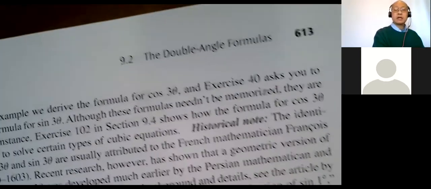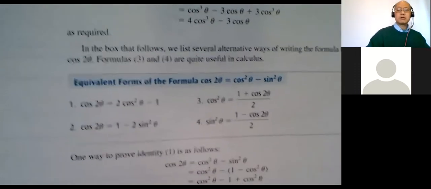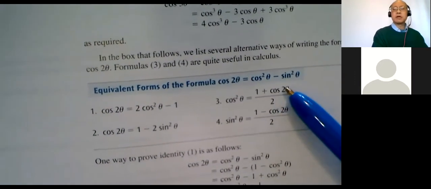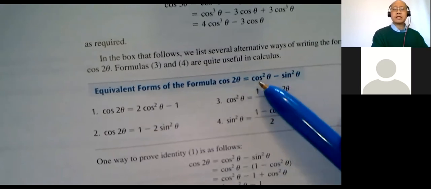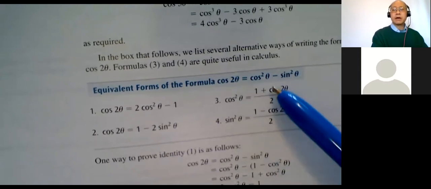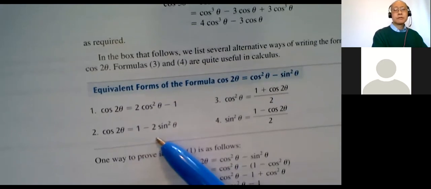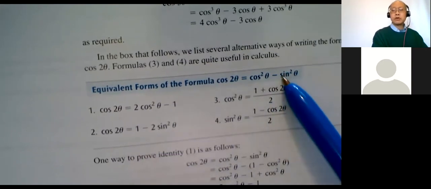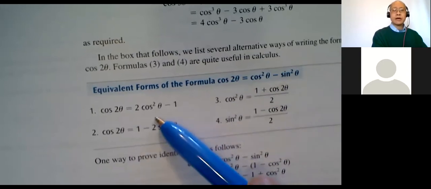On page 613, there are equivalent forms of cosine 2 theta equals cosine squared theta minus sine squared theta. Since cosine squared theta itself is equal to 1 minus sine squared theta, you could make that 1 minus sine squared theta minus another sine squared theta, and then you get that formula. You could change sine squared theta to parentheses 1 minus cosine squared theta, and you get that formula.